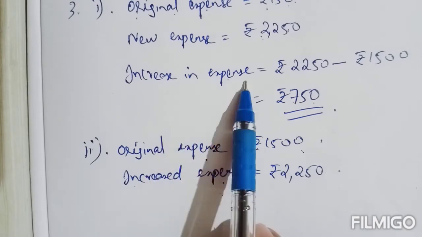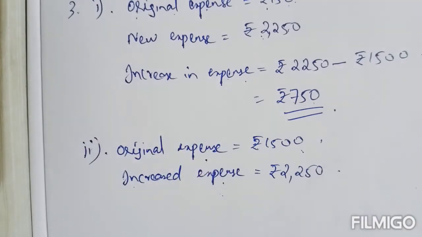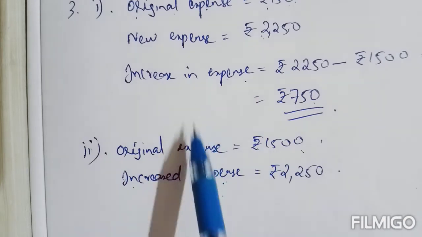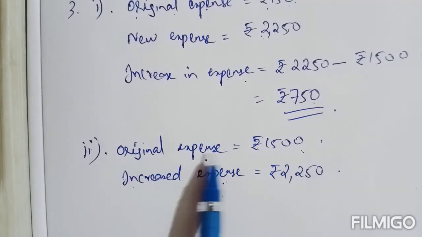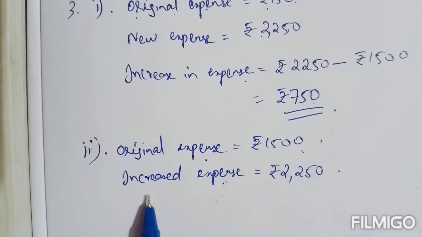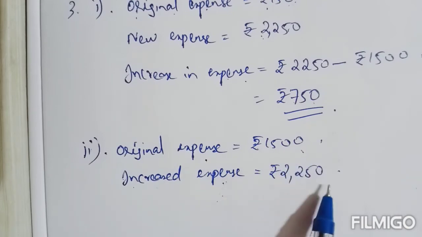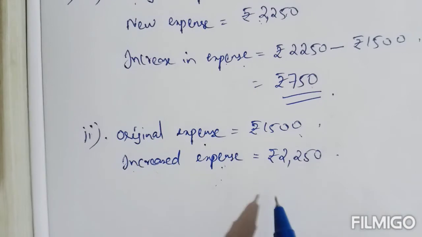Increase in expense means how much the amount has been increased. Okay, increased expense means what is the new expense, what is the present expense. So both are different. Original expense is rupees 1500 and increased expense is rupees 2250. You have to find their ratio.